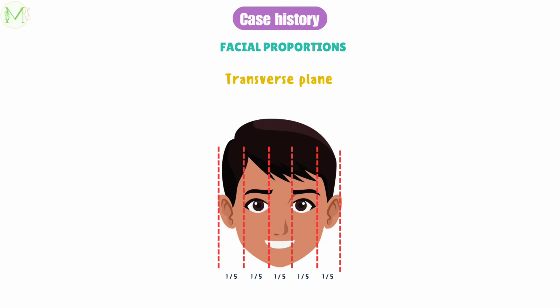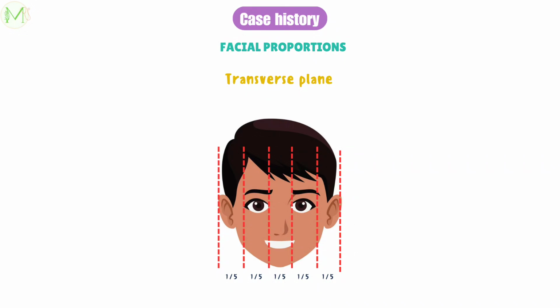Each of the segments should be equal in size to the width of one eye. The 5 fifths are the central fifth of the face, the 2 medial fifths which are present adjacent to the central fifth, and the 2 lateral fifths or outer fifths of the face. The central segment is between 2 vertical lines that pass through the inner canthi of the eyes. The medial fifth represents the width of the eye, and the outer fifth of the face is measured from the base of the ear to the helix of the ear.